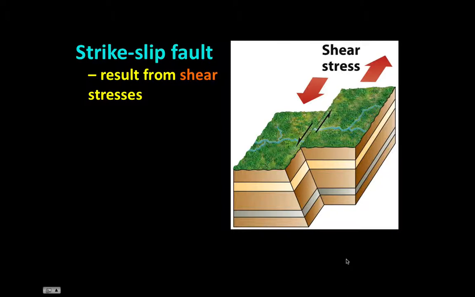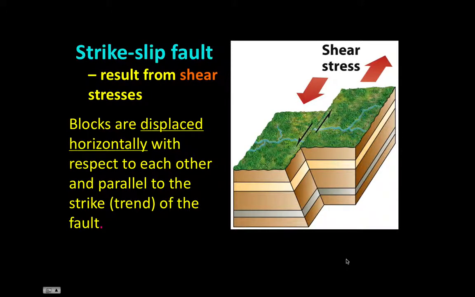And these will result when the motions are shear. And so in this case, the blocks are displaced horizontally with respect to each other, and they parallel the strike or the trend of the fault. Strike, the word, is used as a term to describe the direction of a fault with respect to north. We could also call this the trend of the fault.